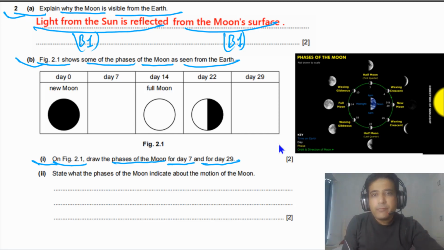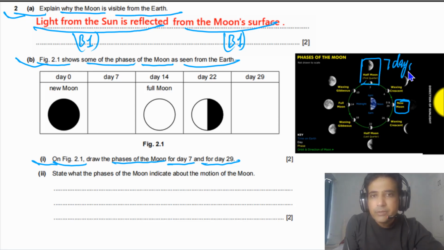Now if you look at the phases of the moon, so here we have the full moon. This is the new moon. We can start from here. So this one is new moon. And next one, this one is half moon. So this will be after 7 days. So this one will be after 7 days.